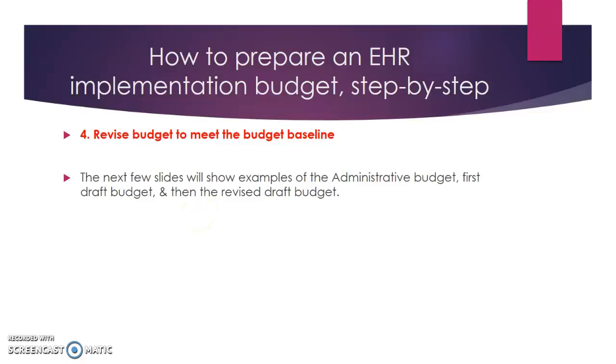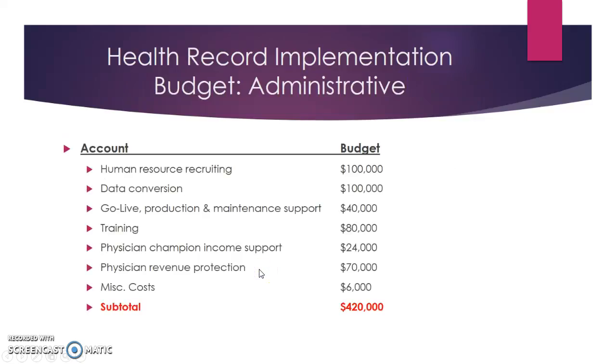The fourth and final step is revising the budget to meet the budget baseline. The next few slides will show examples of the administrative budget, the first drafted budget, and then the revised draft budget. This slide shows you an example of the administrative implementation budget. Note you can see the subtotal was $420,000.